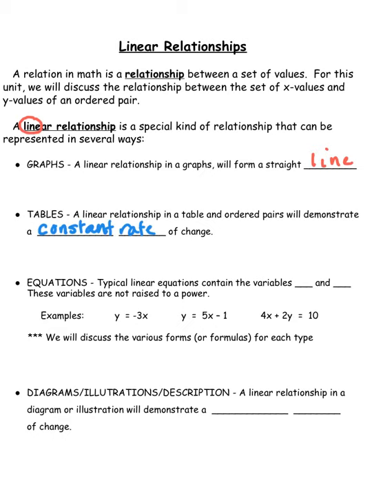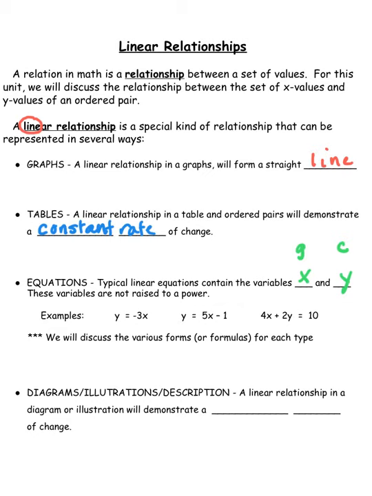The third way that linear relationships are represented is in equations. Typical linear equations contain the variables blank and blank, so that would be our x and our y. However, as mentioned up above, it says typically we use these. X and y could also be, for instance, if we were talking about the relationship between gallons of gas and the cost, we might use instead G for gallons and C for cost. So we don't always use X and Y, but those are kind of the standard variables that we use.